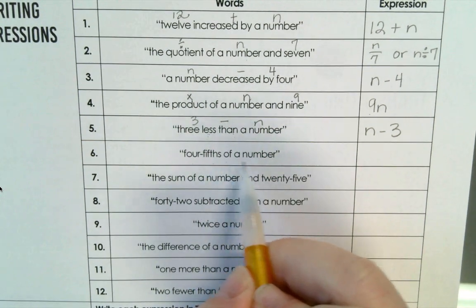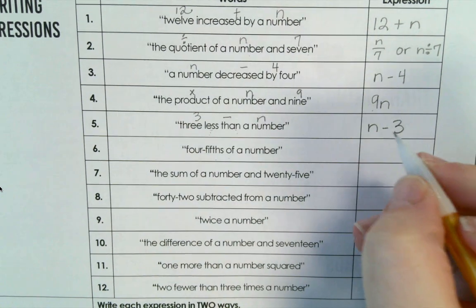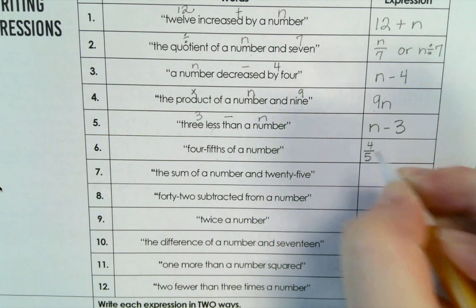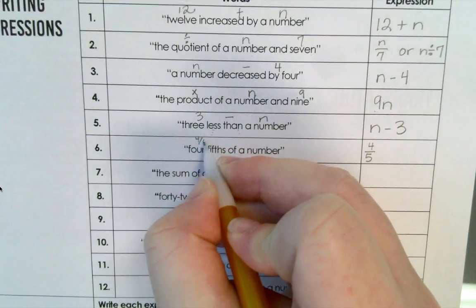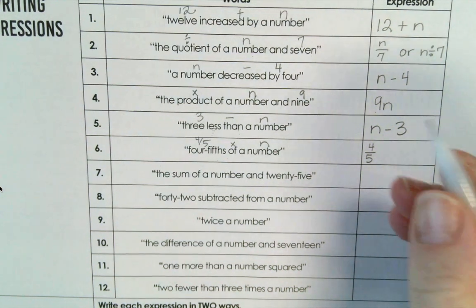4/5 of a number. Now remember the word "of": if you look on the back, of means to multiply. So 4/5 of a number. You're not going to put times n. You're going to put an n next to it, because that means to multiply.